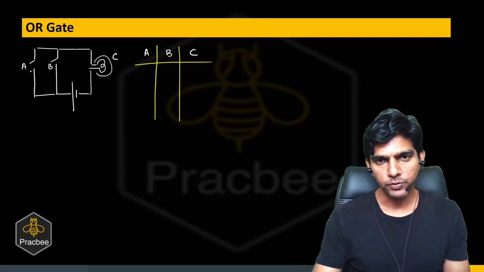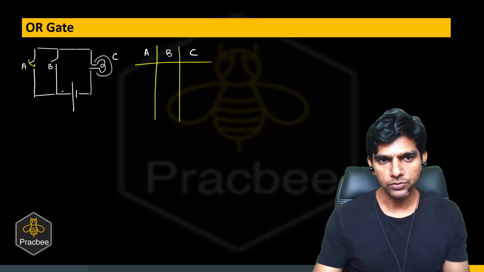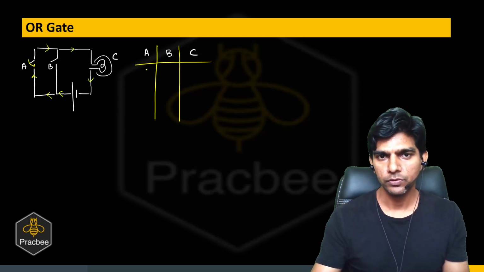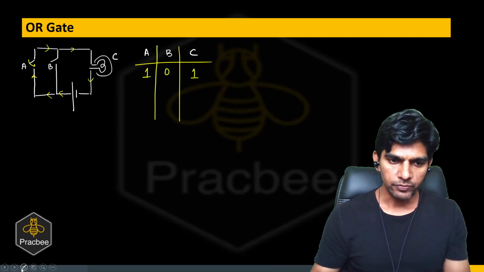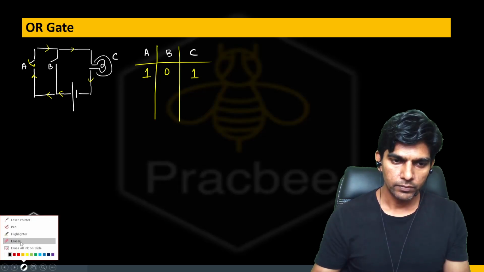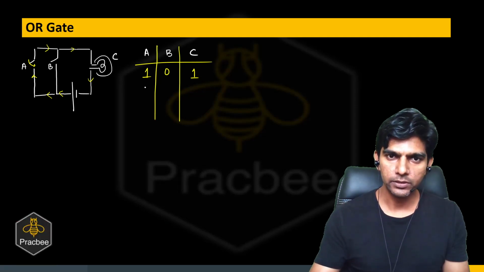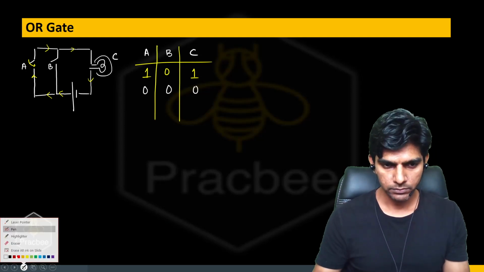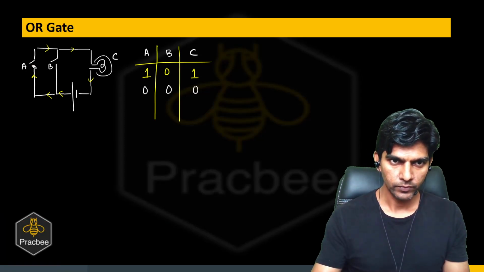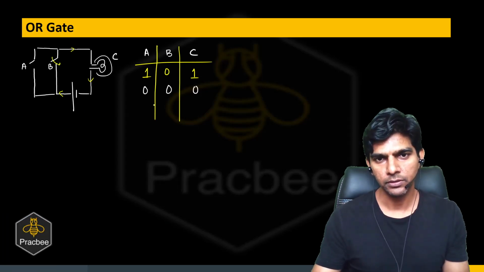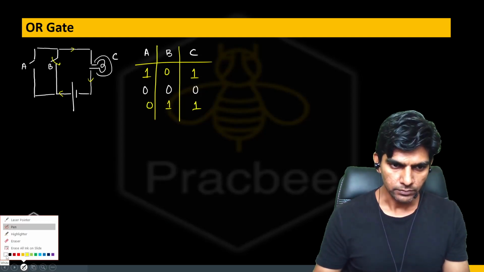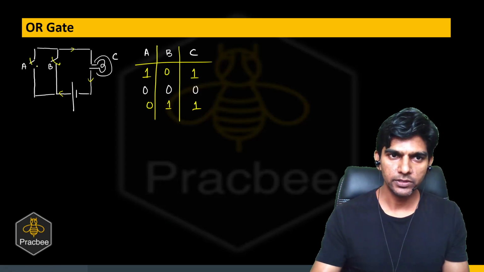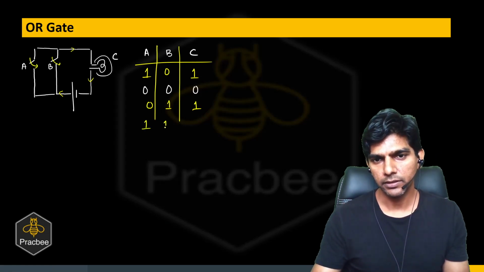Right, so if the switch A is closed, if I close this switch, what would happen? So there will be a current through the bulb, so it will glow. So 1, 0, we'll have a high output. If both these switches are open, in that case we have a low output. Now if we close the switch B, keep the switch A open, so it will be 0, 1, we'll get a high output. And if we keep both the switches closed, in that case again we'll get a high output.